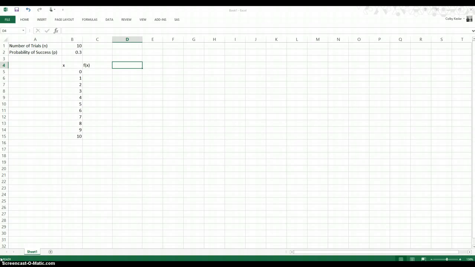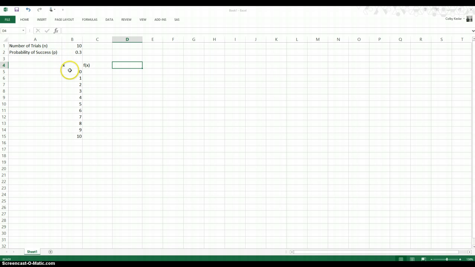Okay, so we are going to look at the binomial distribution, which is a discrete probability distribution. In our specific example, we're going to look at a binomial distribution which has 10 trials, and the probability of success for each trial is 0.3, 30%, which would then mean the probability of failure is 0.7 or 70%.